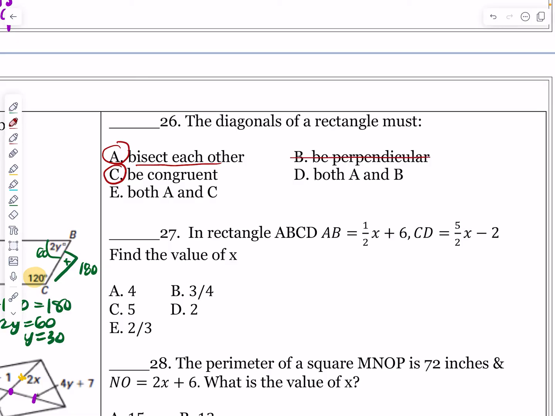And so then it says both A and B. Obviously, B is not true, so it's not that one. So it's got to be both A and C. Because both of these were true, I'm going to put letter choice E. 26 would be E.